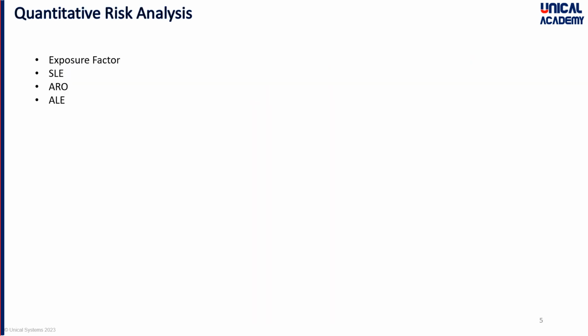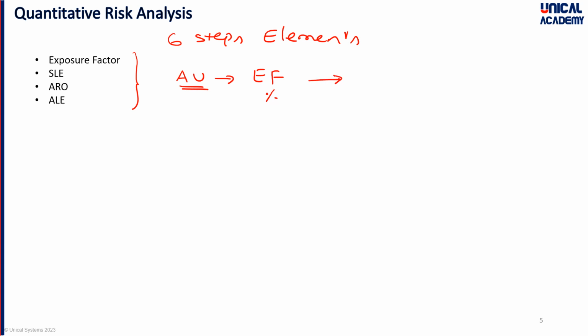Next, to understand what is quantitative risk analysis. These four are very critical, but overall there are 6 key elements involved as far as quantitative risk analysis is concerned. First, understand asset value. Based on that, what is the exposure factor? What is the percentage of exposure or loss that actually happens? Based on that, you have to calculate SLE, single loss expectancy. SLE is equal to asset value multiplied by exposure factor.